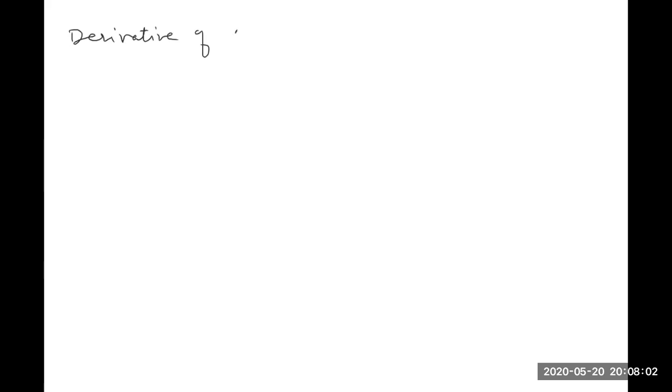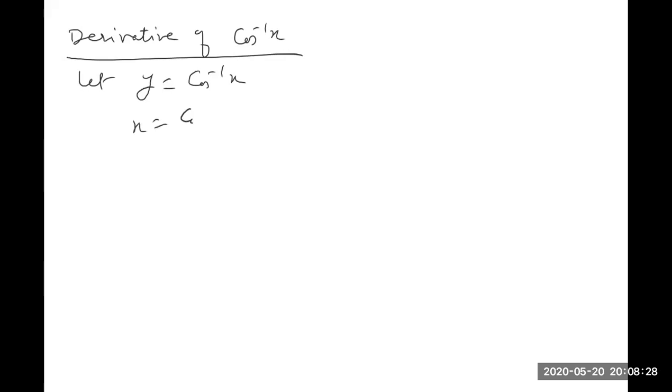For example, cos inverse x I am explaining. How to find the derivative of cos inverse x. So let us consider that y is equal to cos inverse x. So x is equal to cos y. Now find its derivative, because we know the derivative of cos y, we have calculated earlier.